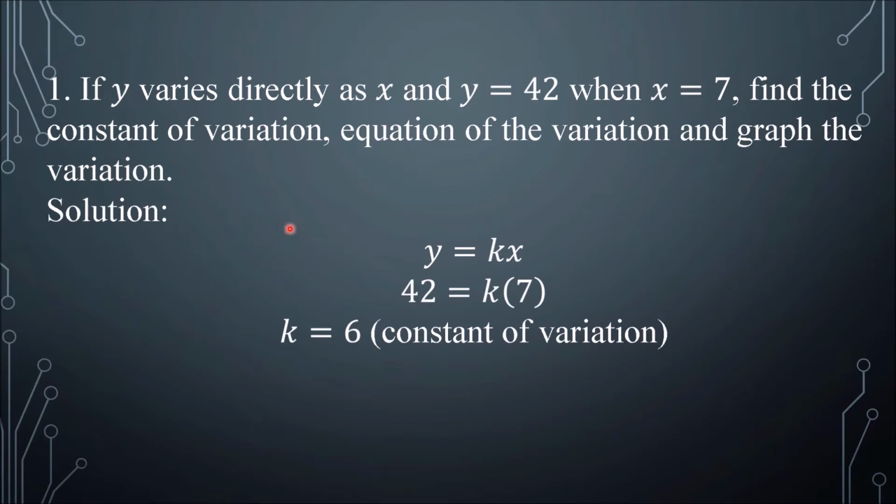Let's have the solution. Let's write first the formula. y is equal to kx. Now substitute 42 to y and 7 to x and find k. So in this case, k is equal to 6. That will be 42 divided by 7. 6. And this 6 is the constant of variation.